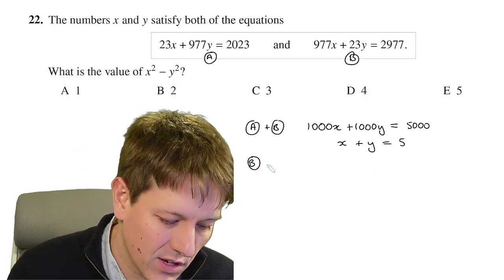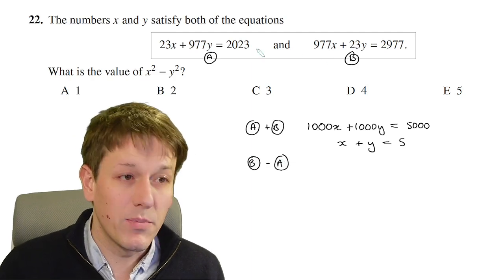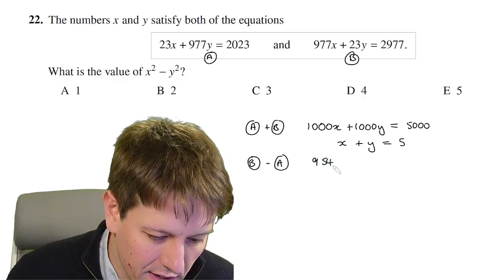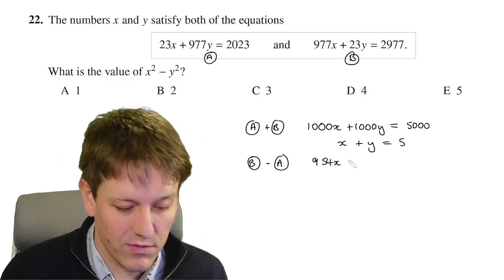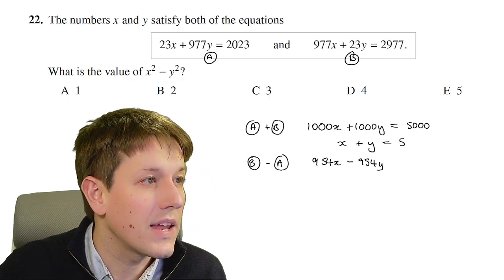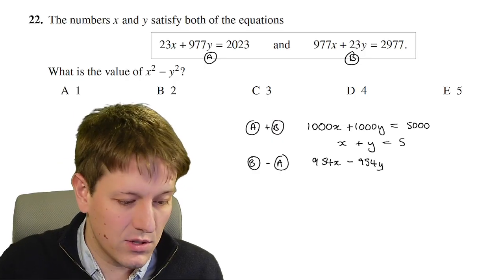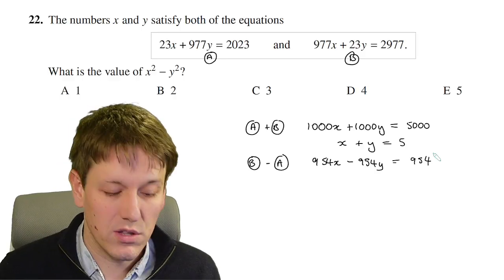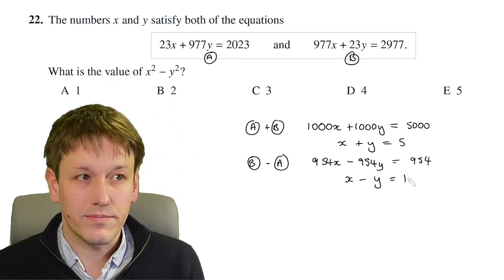So let's take the first equation away from the second equation. Then we'd have 977x minus 23x, and that would give us 954x, and we would have 23y minus 977y, so that's minus 954y. And then we've also got 2977 minus 2023, and that will give us 954. So if I divide this equation through by 954, we get that x minus y is equal to 1.